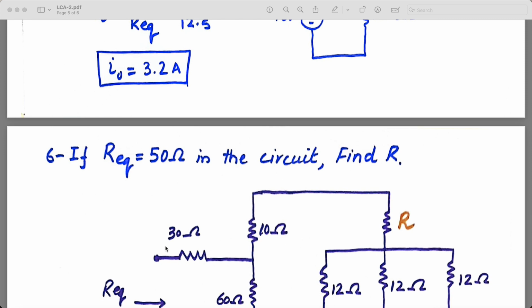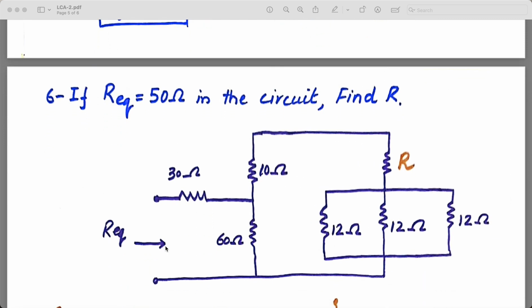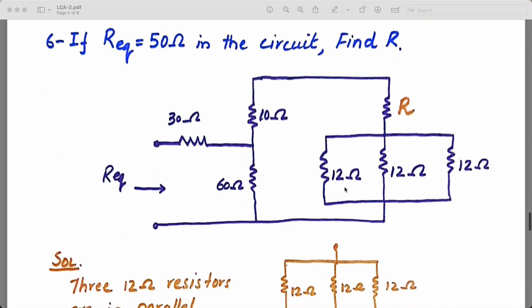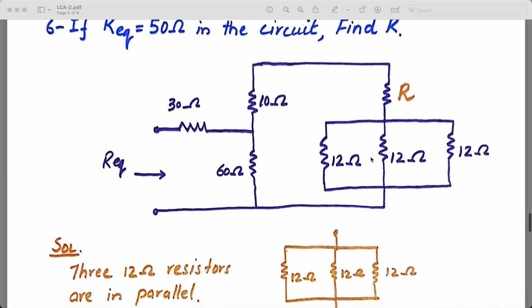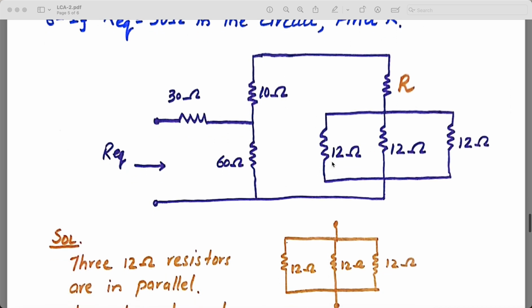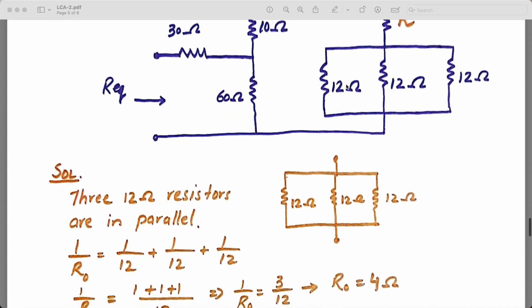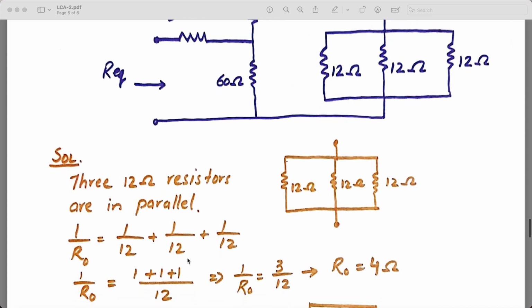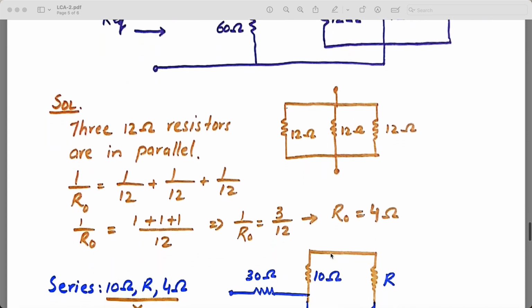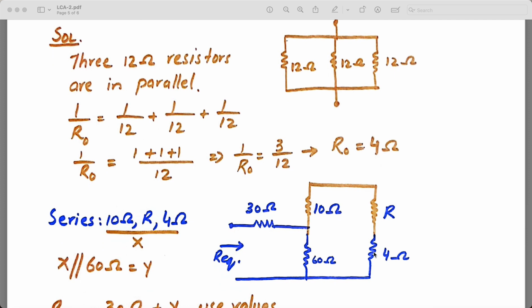Another circuit: in this circuit, R equivalent is given, that is 50 ohm, but you need to calculate the unknown resistance in the given circuit. For the solution, you can take this part out, like these three 12 ohm resistors are a parallel combination, and the answer of that parallel combination is in series with this R unknown resistor. The parallel combination will give you the answer 4 ohm, and then you can redraw that circuit in this pattern: 4 ohm, 10 ohm and then 60.